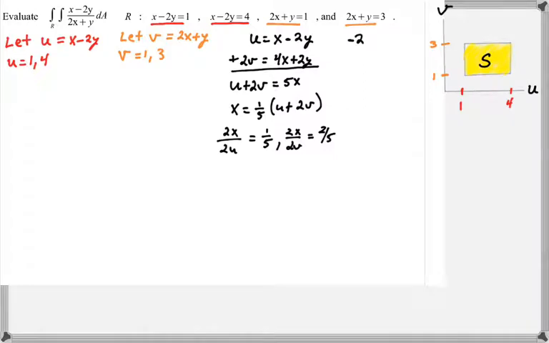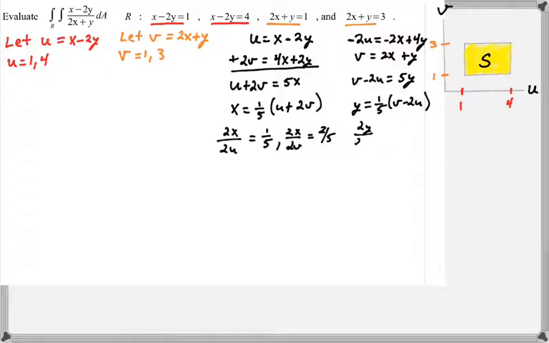Okay, so now what we want to do is eliminate the x, so we can solve for y in terms of u and v. So if we multiply u by -2, that's going to be -2x plus 4y, and then we're going to add that to v, which is equal to 2x plus y. So by construction, the x's are going to absorb, and we have v minus 2u is equal to 5y. So then y is equal to 1/5 times v minus 2u. The partial of y with respect to u is going to be -2/5, and the partial of y with respect to v is going to be 1/5.